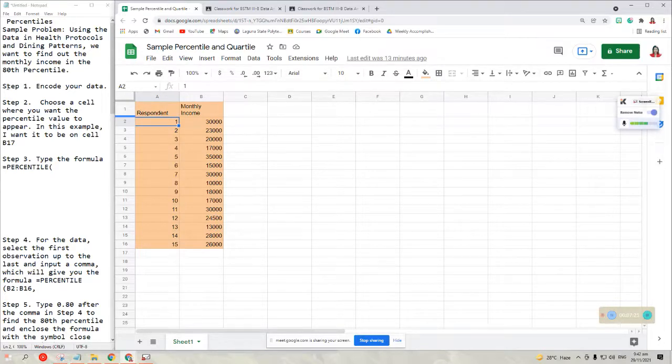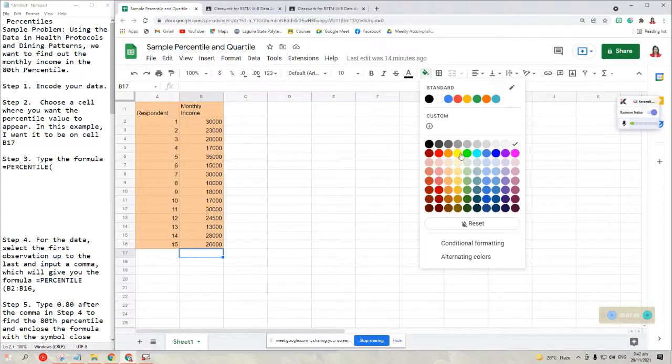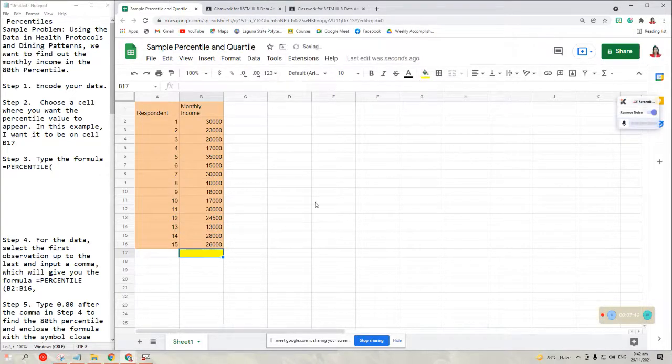Napakadali lang. Ngayon punta tayo sa step 2. Choose a cell where you want the percentile value to appear. In this example, I want it to be on cell B17. So si cell B17, nasa baba lang siya nitong 26,000, nung huling observation natin. So ang gagawin ko, para hindi kayo malito, lalagyan ko siya ng kulay na yellow. Yan. Dito sa kulay yellow, dito ko gusto ilabas si percentile or dito ko gusto mapunta si percentile.